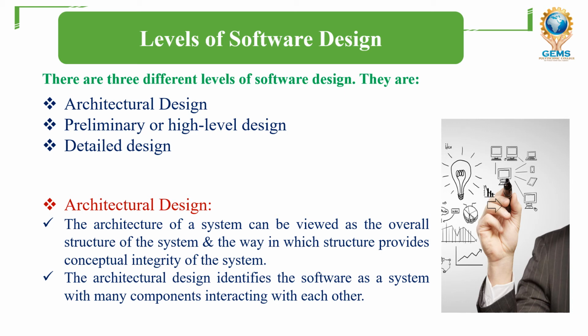Architectural design means we are going to give the view of the overall architecture of the system. Again I am telling you, architectural design means we are going to give the overall structure of our software product. Next point says that architectural design identifies the software as a system with many components interacting with each other. So this design also identifies what components are available in our software and how they are going to interact with each other.